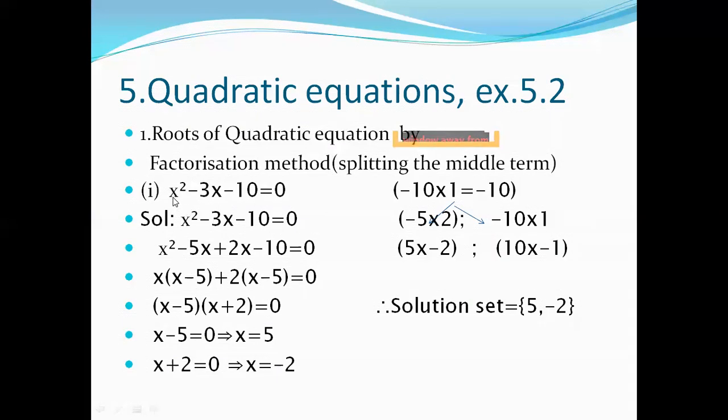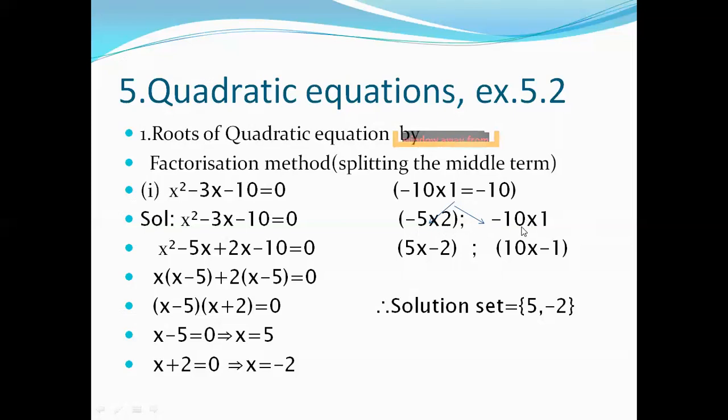So what you have to do is multiply the coefficients of the first and the last term. That means x square, no numerical value means here we should take it as 1. So 1 and the last term is minus 10. So 1 into minus 10 is minus 10. Product is minus 10. So how many ways we can write this minus 10? Minus 5 into 2, and 5 into minus 2, minus 10 into 1 and 10 into minus 1. So these are the four ways where we get the product as minus 10.